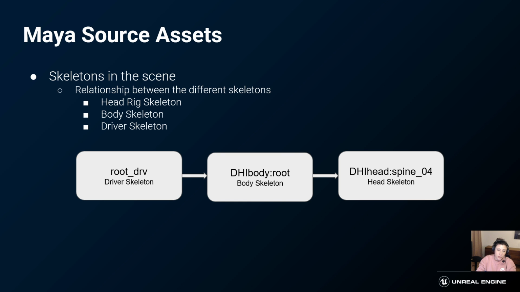When you export your MetaHuman to Maya, you will see that we have three skeletons: the driver skeleton, the body skeleton, and the head skeleton. The driver skeleton drives the body skeleton, which drives the head skeleton. The relationship between the head and the body stays true also in engine.